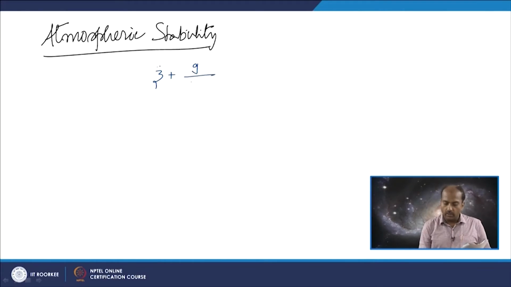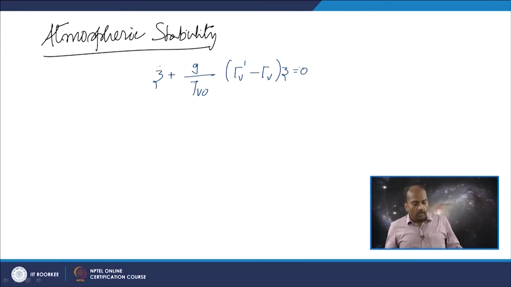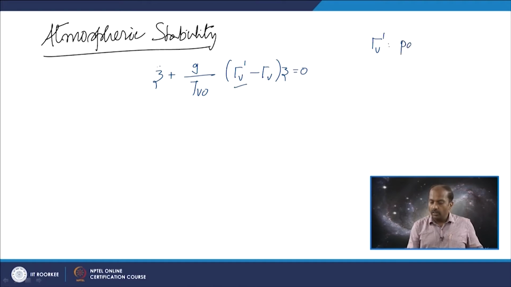this. So this is Tv0, gamma v prime minus gamma v times c is equal to 0. If you remember, z is the vertical coordinate, Tv0 is the virtual temperature at the surface or the 0 level, gamma v prime is the rate at which the virtual temperature varies with respect to height inside the parcel, and gamma v is the rate at which the temperature varies outside the parcel, or environment. So we say that gamma v prime is the parcel lapse rate and gamma v is the environment lapse rate.